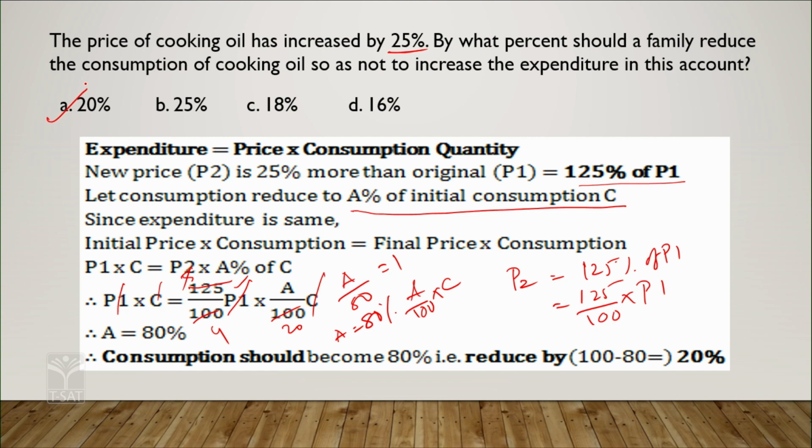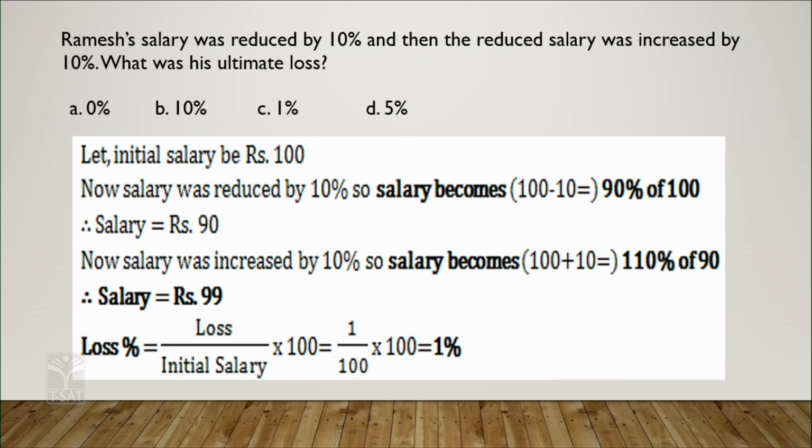The reduction will be 20% in the consumption of cooking oil. Is it clear? In this manner, you can calculate the consumption of cooking oil. So, you have to reduce it. Is it clear? Okay. Ramesh's salary was reduced by 10% and then the reduced salary was increased by 10%.